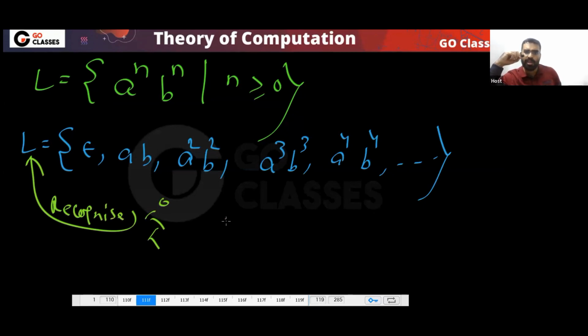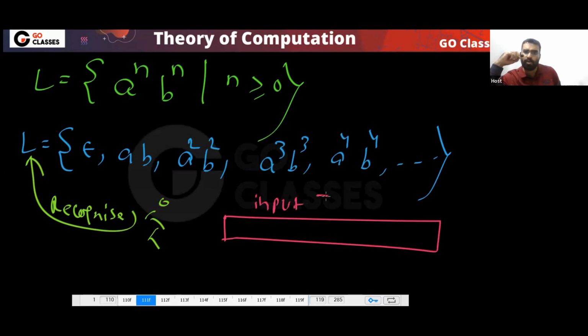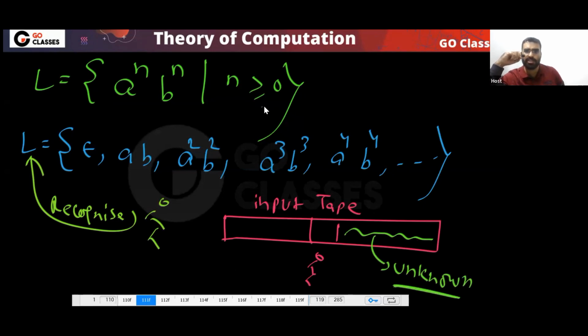Now you tell me, on the input tape, at any point of time, if you are here, do you know what is coming here? This is unknown, right? You don't know what is here. But do you know what is here? Yes, this you know, this is known. You know what is here, but you don't know what is coming. Now you can notice one more thing. See, here, actually, now just think about it.